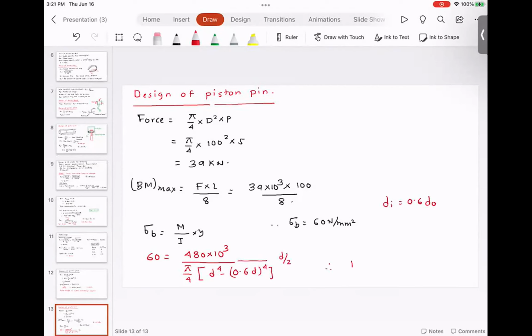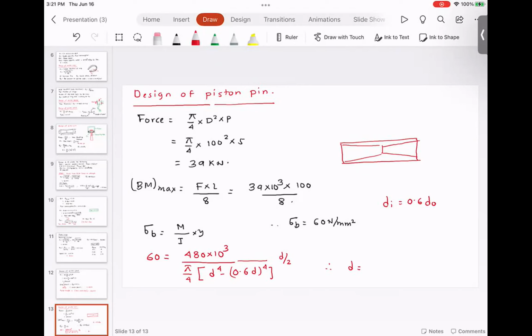And once you solve this, you'll get the value of D, and that would be the diameter of the pin. And there are some other dimensions, but those are based on empirical guidelines. But this is how we can design the piston.